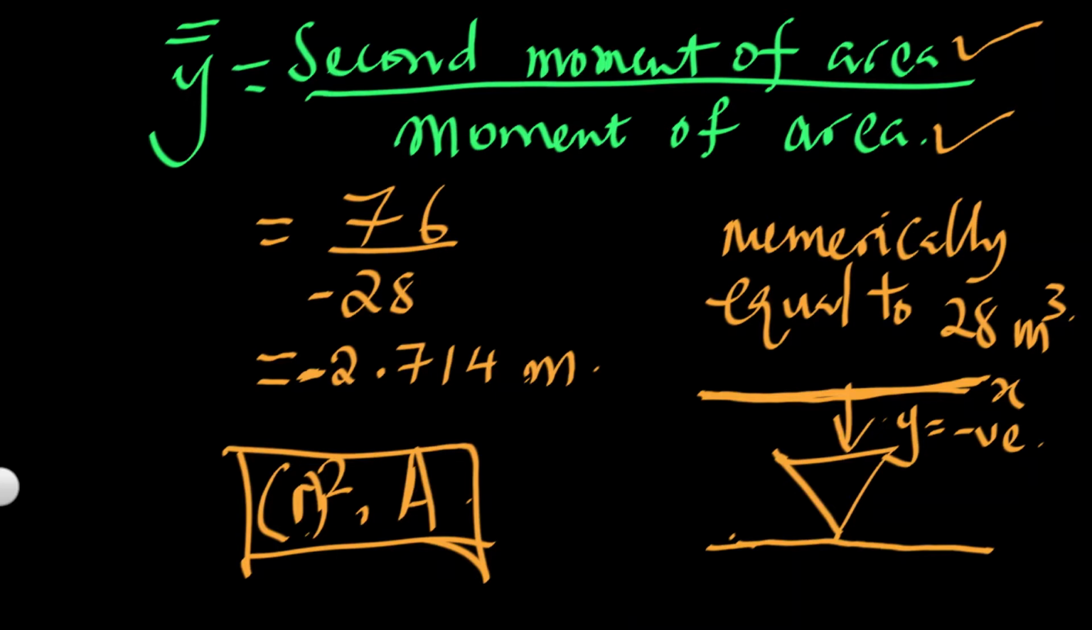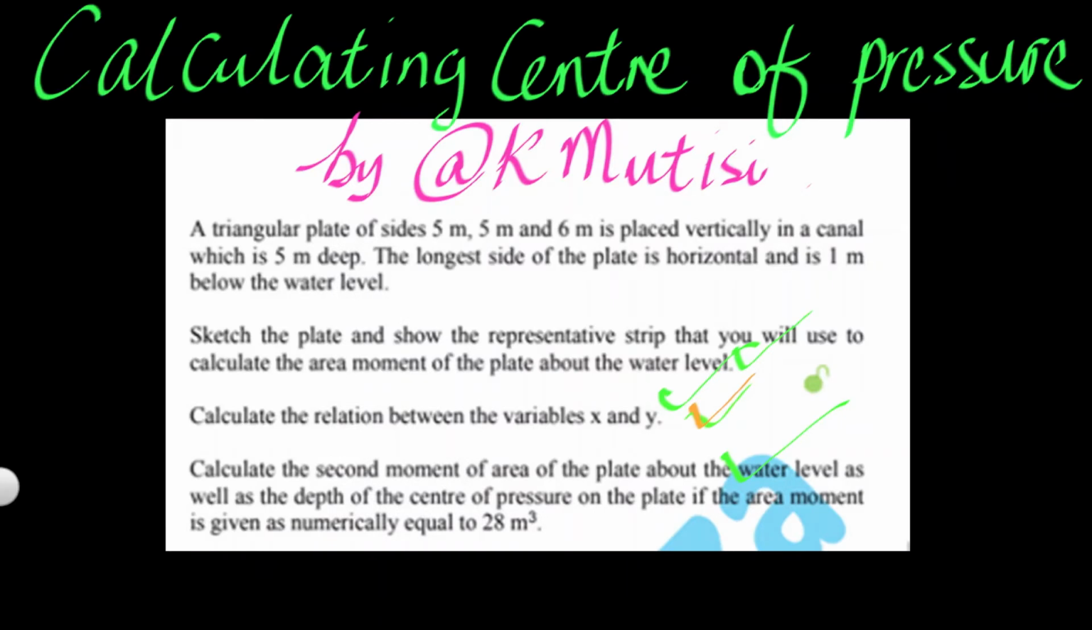All right, this is how you do this question. I can say here we have answered all the parts of the question. We did the sketch, which was the first question. We did the sketch here and we showed the strip. We also calculated the relationship between the variables x and y, which was essentially a straight line that we called y equals 4 over 3 x minus 5. That is what we did.